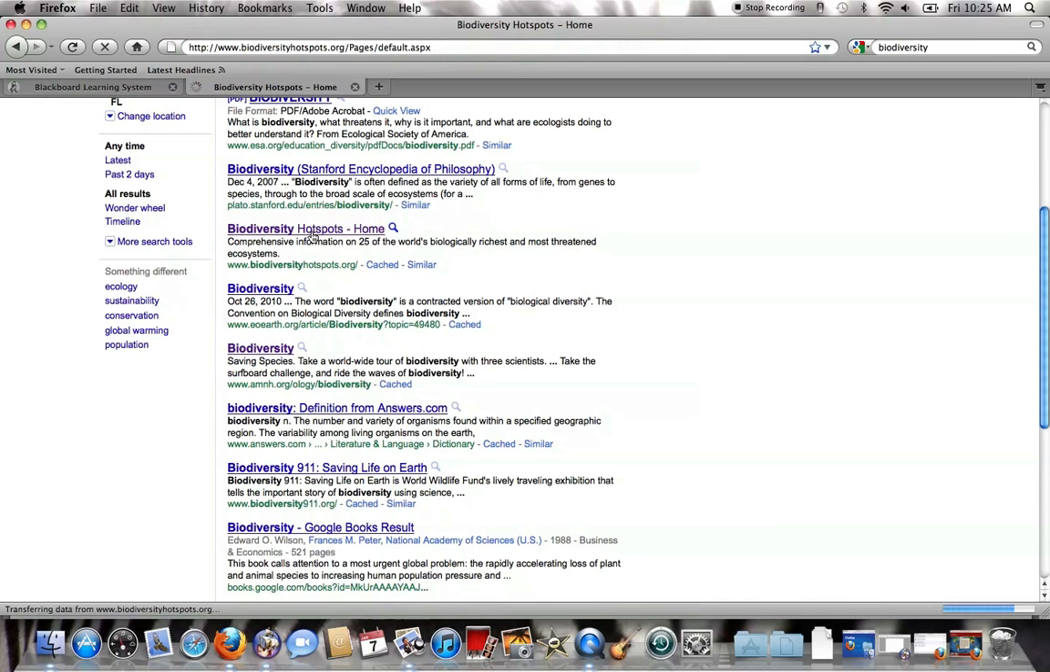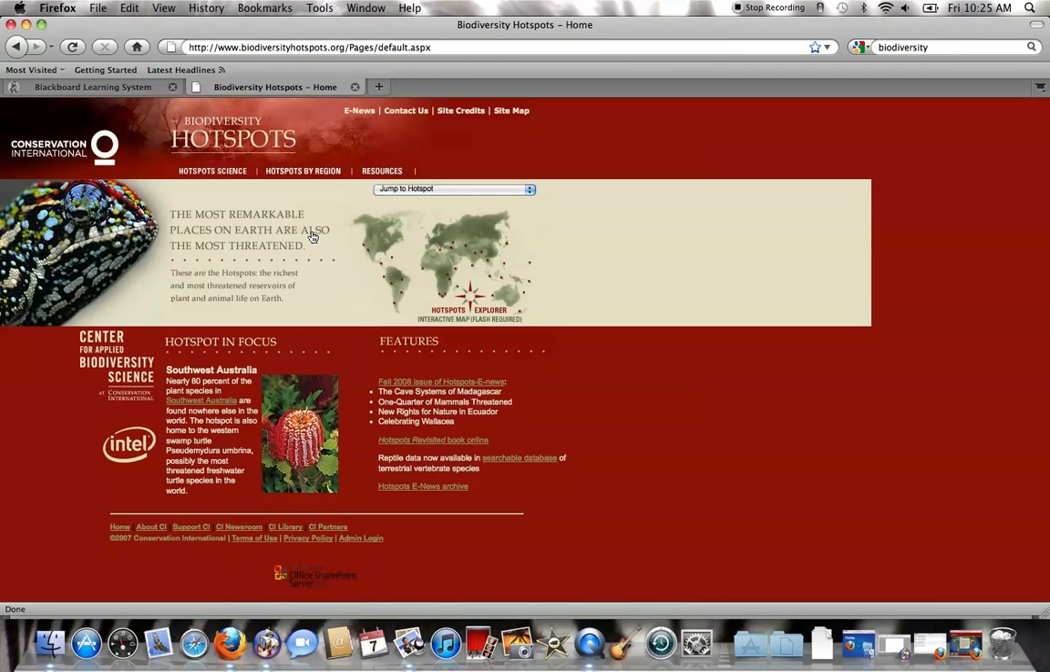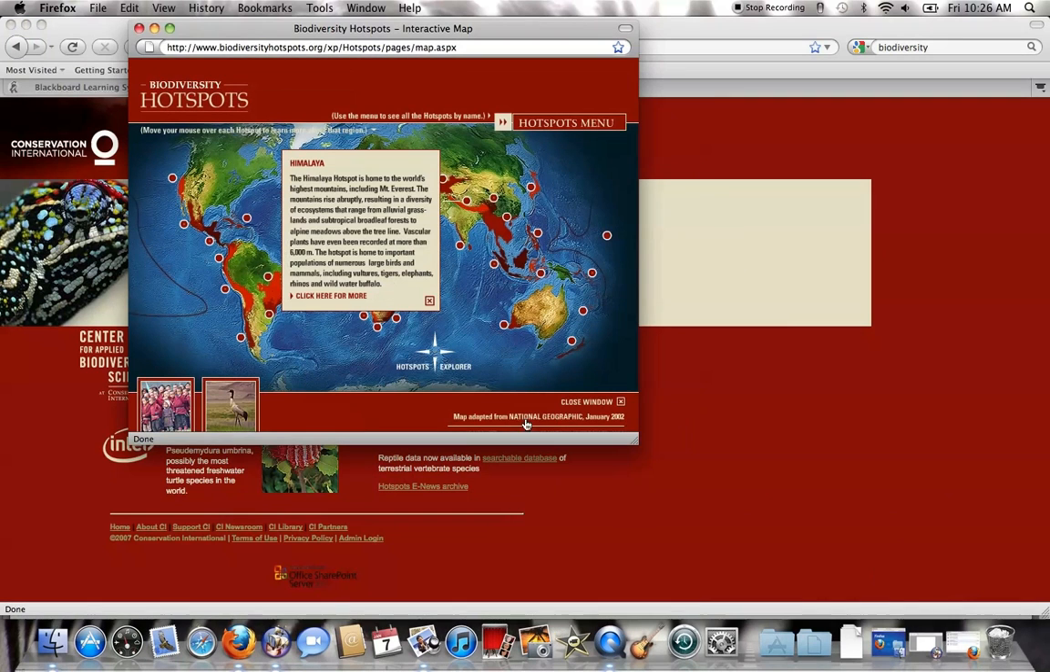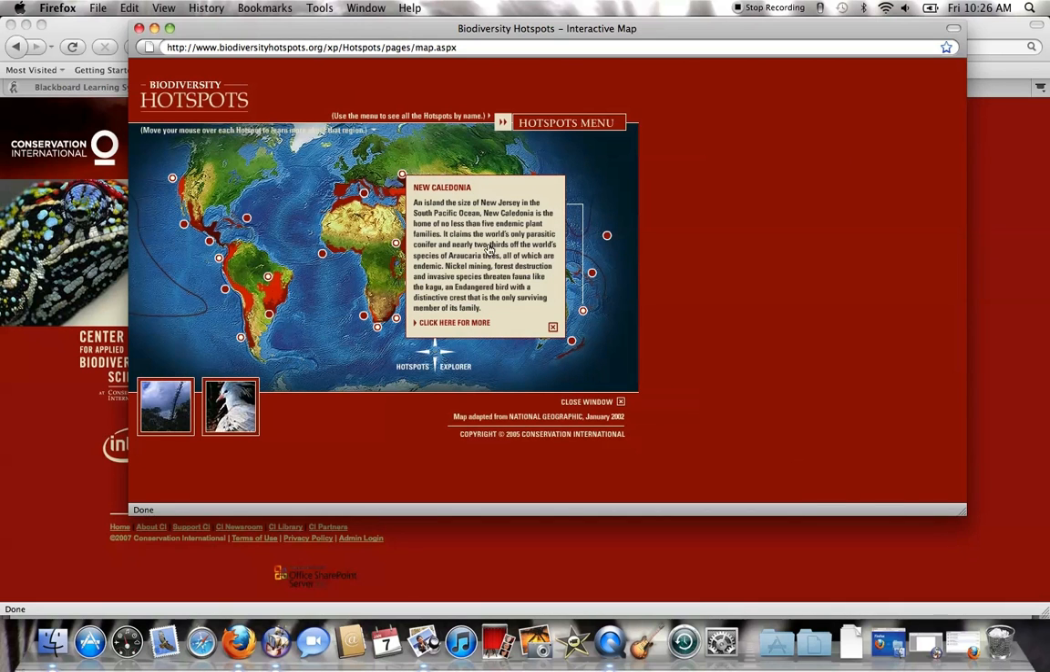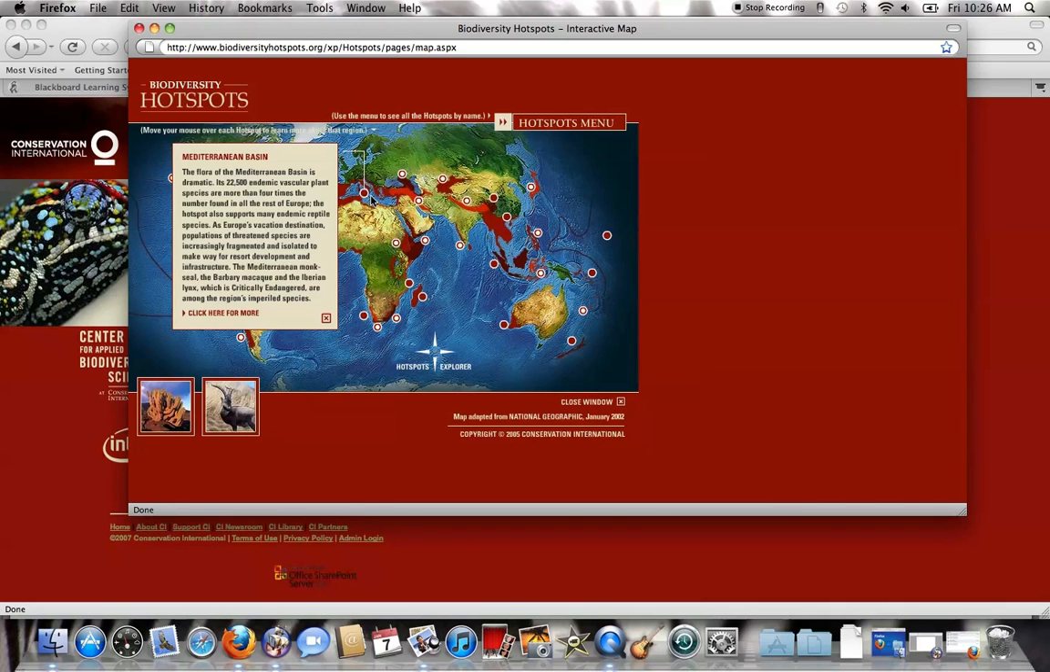This was the really interesting, I thought, one. This one was biodiversity hotspots. And I really think that you all would benefit by taking a few minutes and looking at this. It's got an interactive map. And you just scroll over these different zones here.